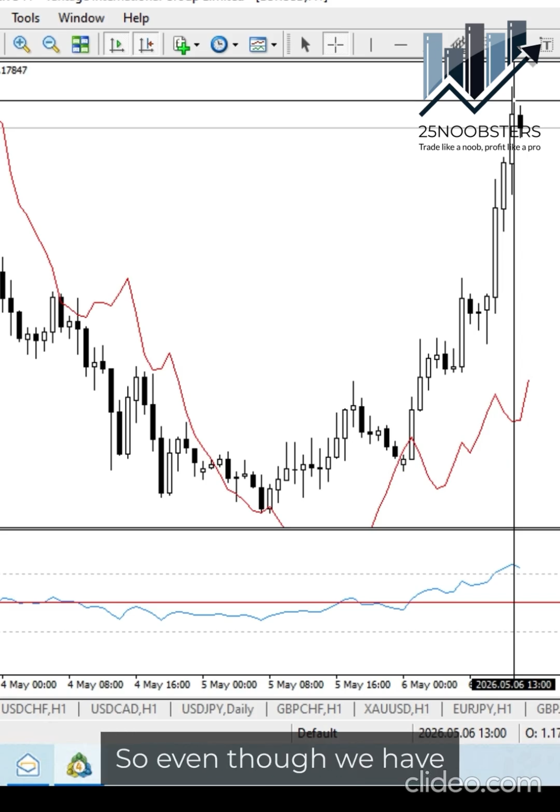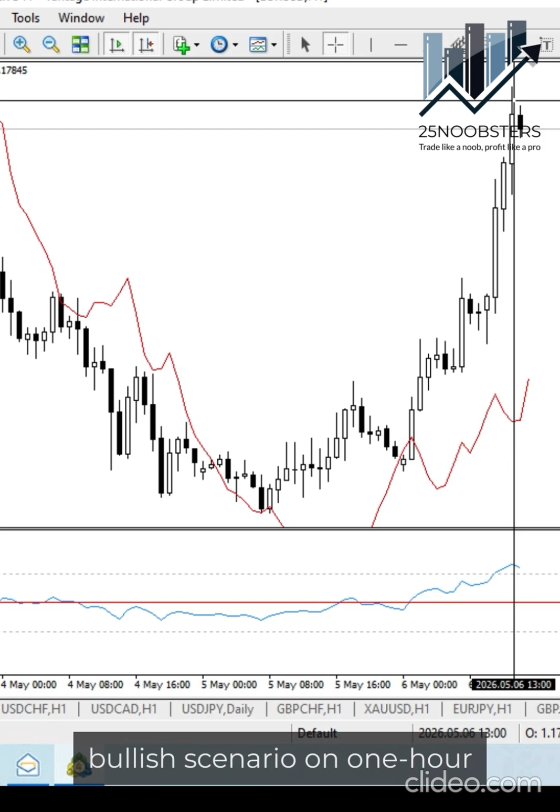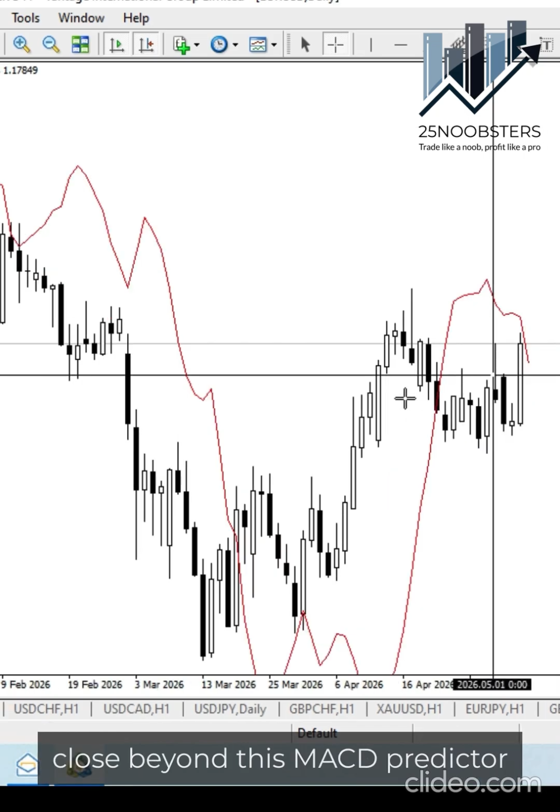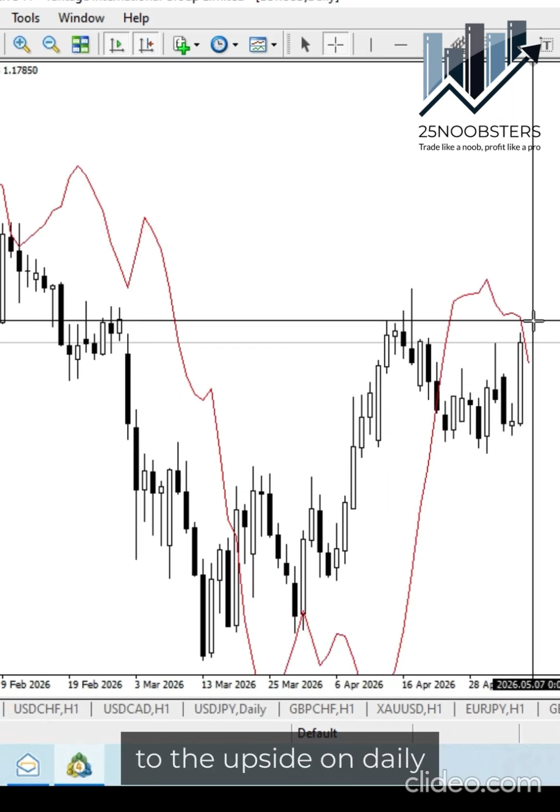So even though we have a bullish scenario on the 1-hour and 4-hour time frames in this pair, we are not going to hold buy positions beyond the day, but we can keep holding our sell positions if this does not close beyond this MACD predictor to the upside on the daily time frame. So this is how we use the MACD predictor in short.